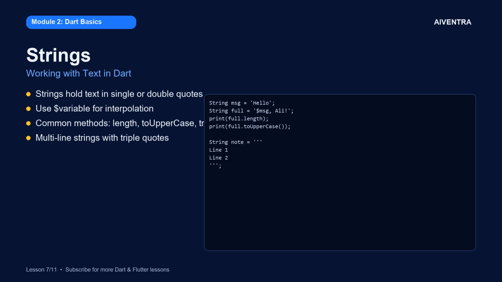Key point 4. Multi-line strings with triple quotes. This is important because it helps you write clean, predictable Dart code and avoid common beginner mistakes.